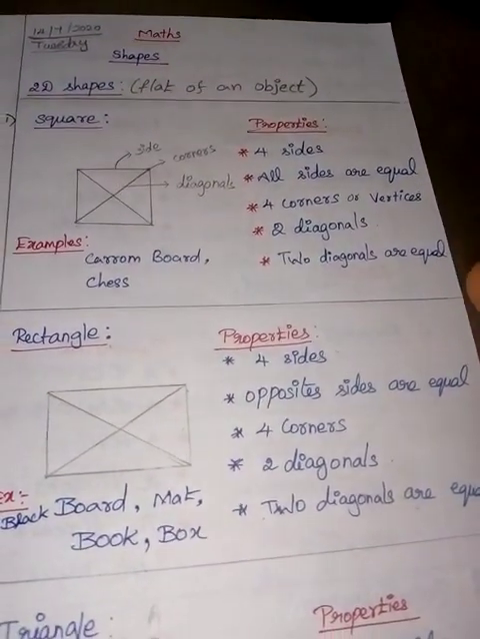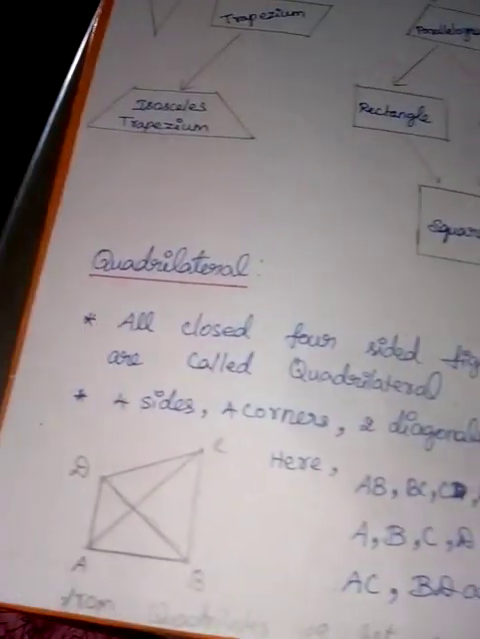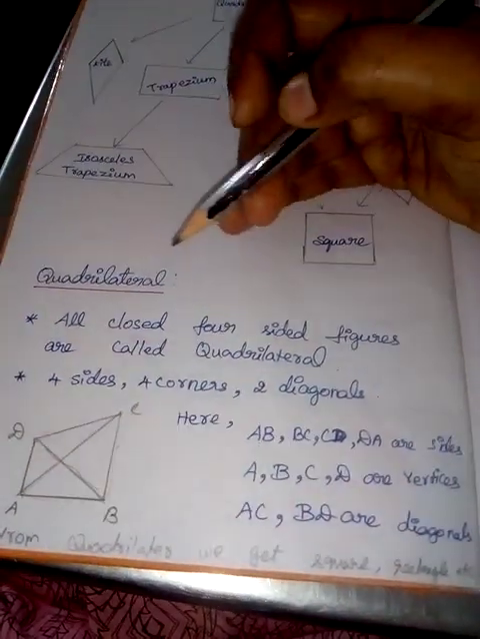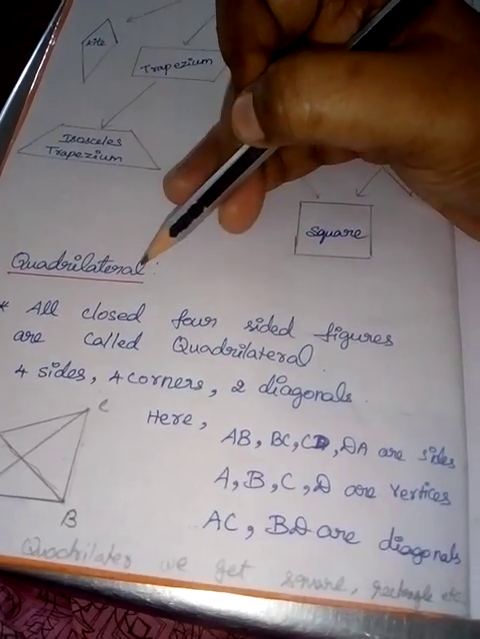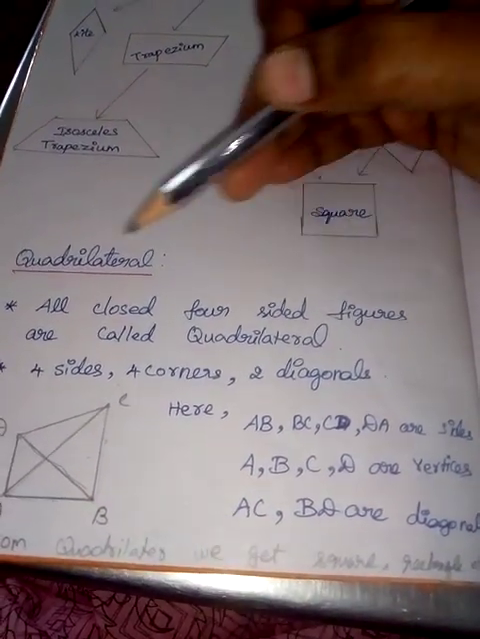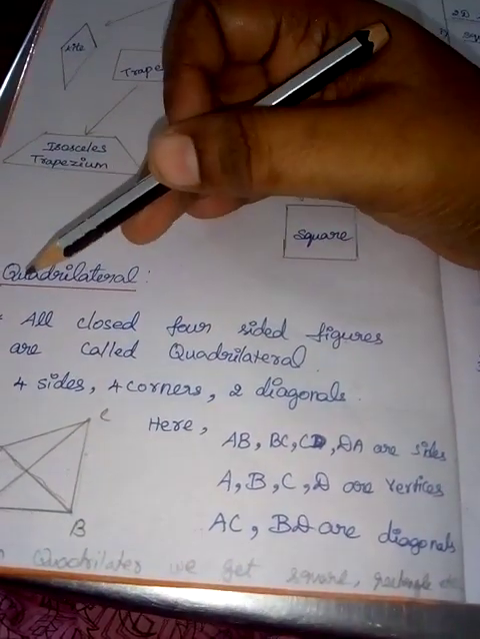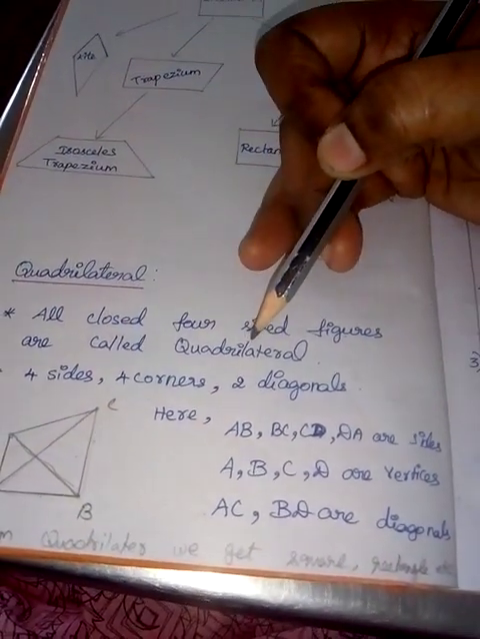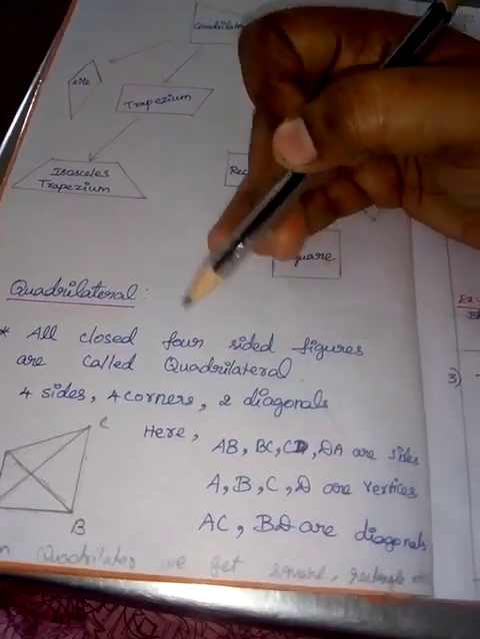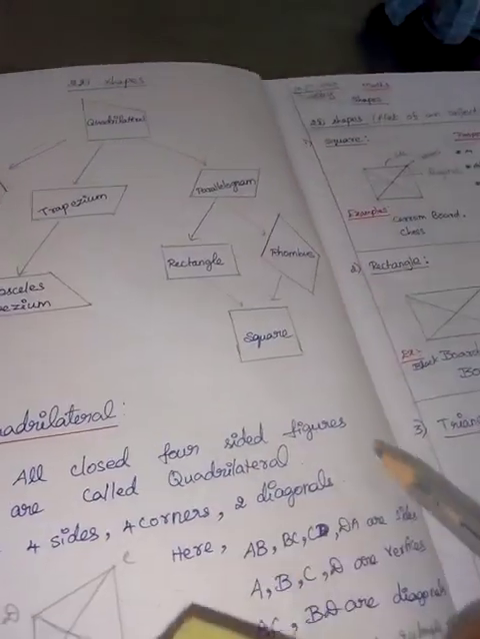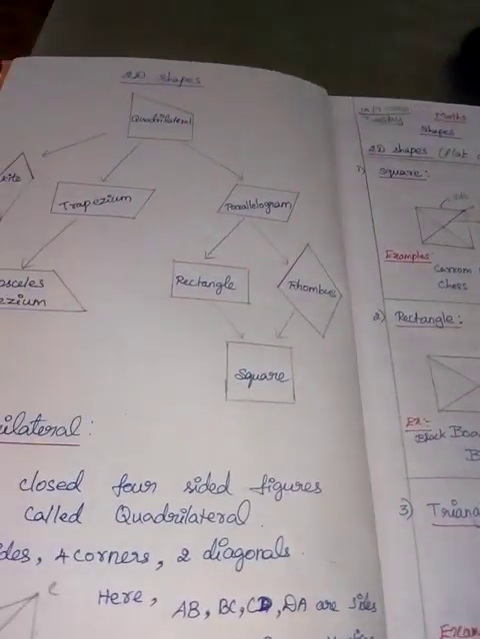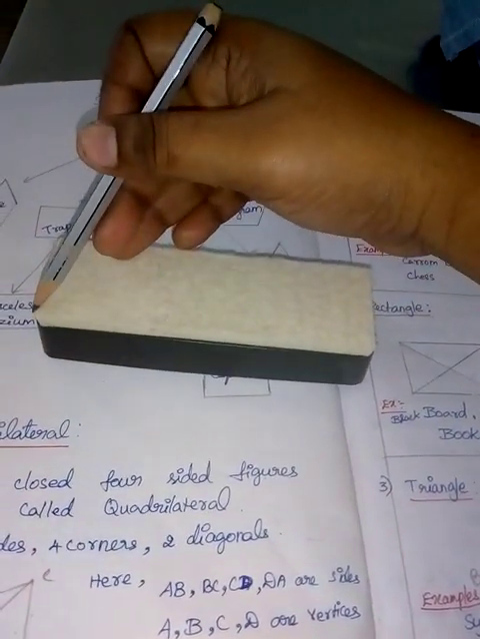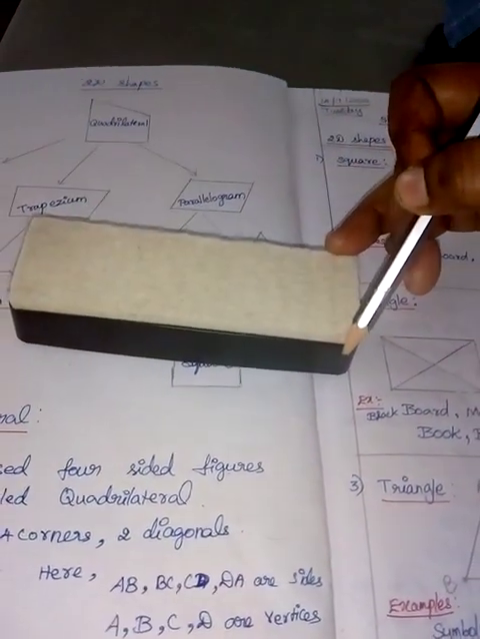Okay. First we recall what a quadrilateral is. What is a quadrilateral? All closed four-sided figures are called quadrilaterals. What is a side? Side is here. I take this duster. This part is called a side.